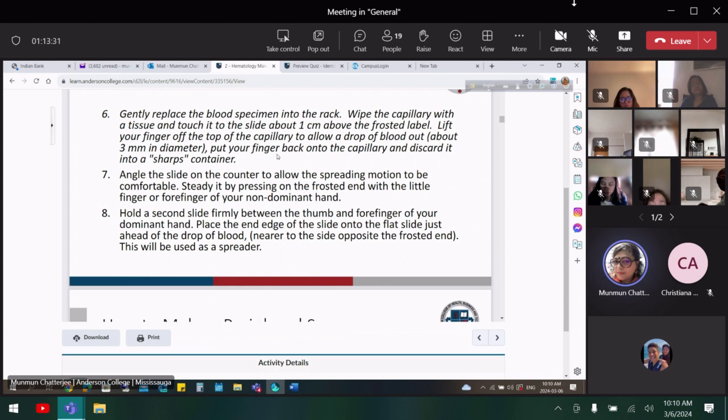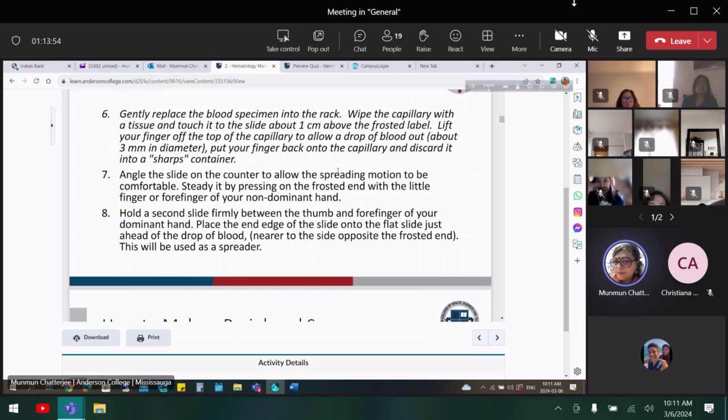Put your finger back. These are not going to come in the exam, and you are going to learn it. When you are going to do it, you can understand much better than from my telling it. Put your finger back onto the capillary and discard it into the sharps container. That is what you are doing for the microhematocrit, right? You can understand what is written here. Yes, ma'am.